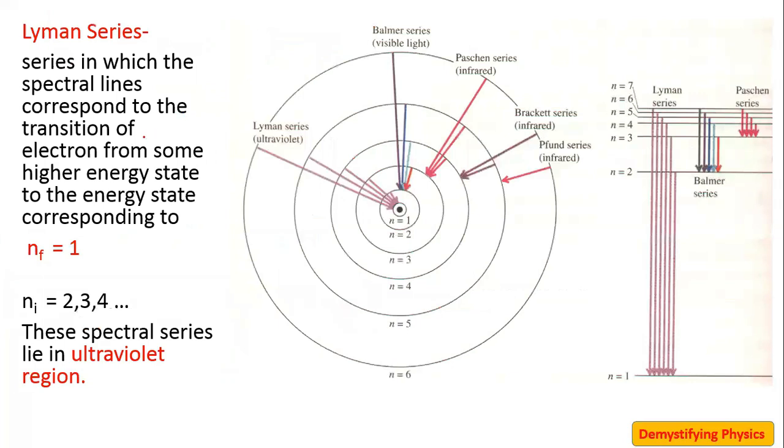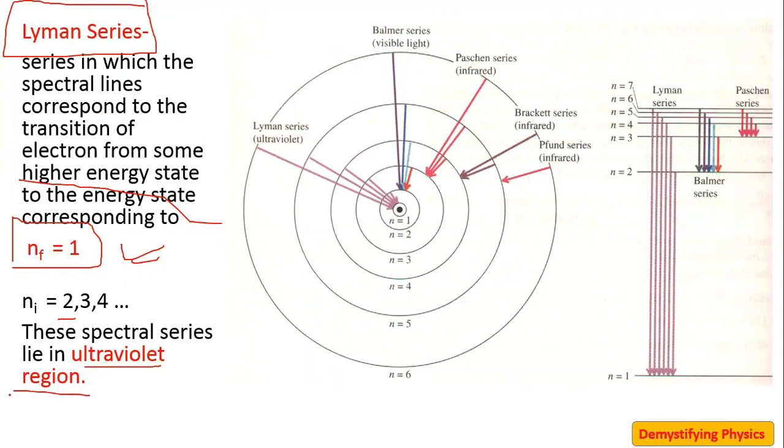Okay, now we have named the series when the transition is from some higher energy state to the first n equal to 1 state. From some higher energy state to Nf 1. So this is called Lyman series. From anywhere, n equal to 2, n equal to 3, n equal to 4, when it falls on n equal to 1, that means ground state, that is called Lyman series. We name that spectral series to be Lyman series, and that series falls in UV region.